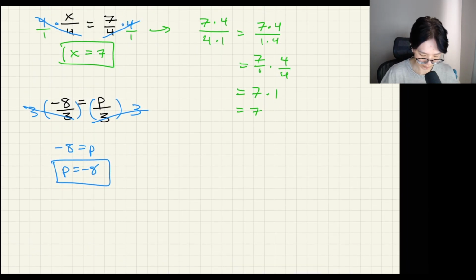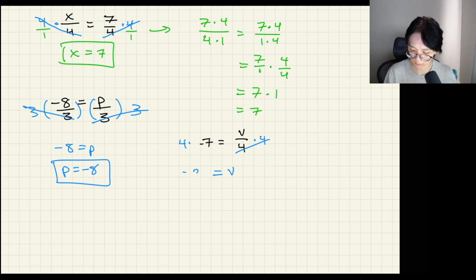Another example. Let's do negative 7 equals v over 4, being divided by 4. So we multiply by 4 on both sides. Those cancel. V is equal to negative times a positive, negative 7 times 4 equals 28. So v equals negative 28.